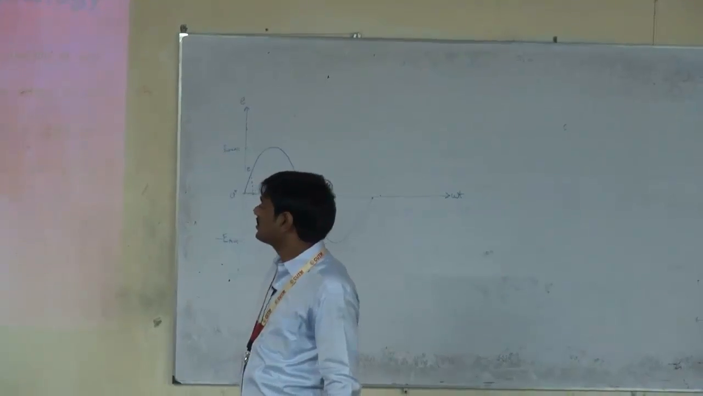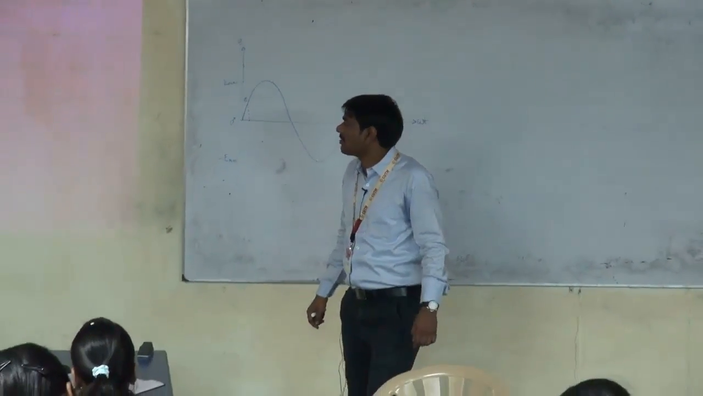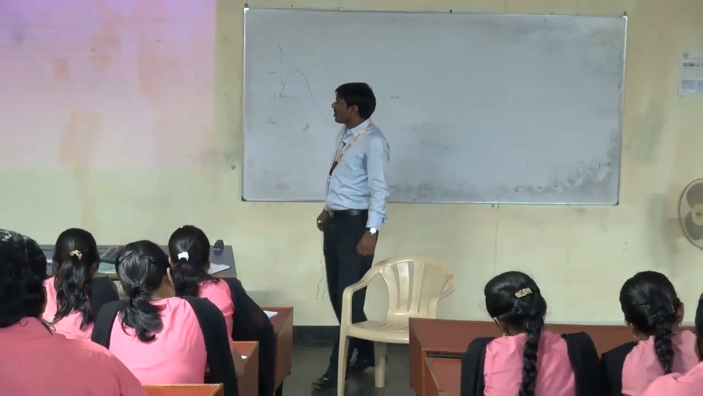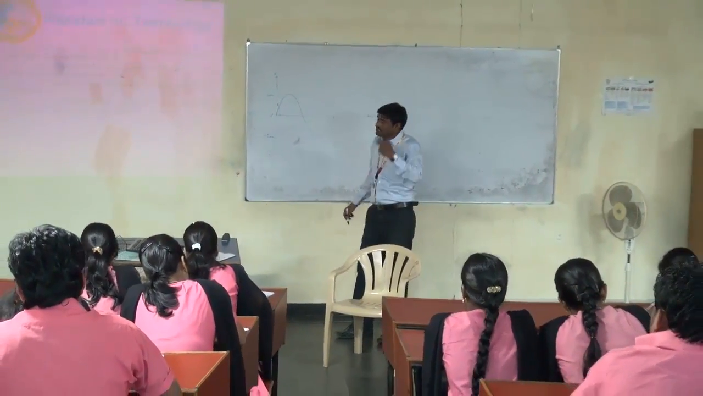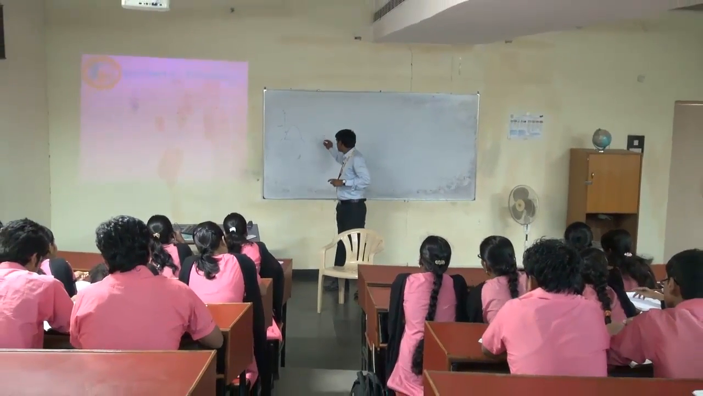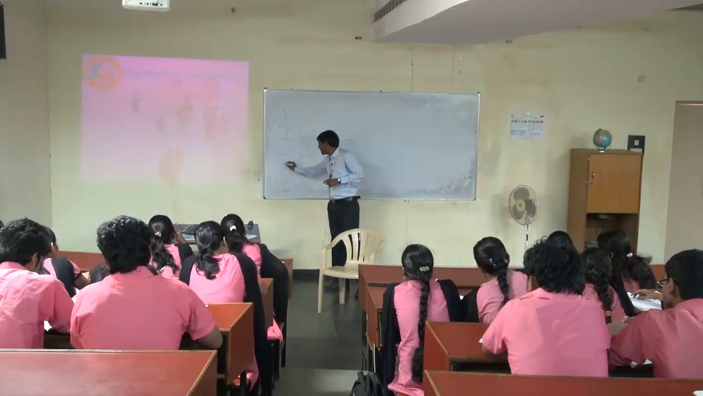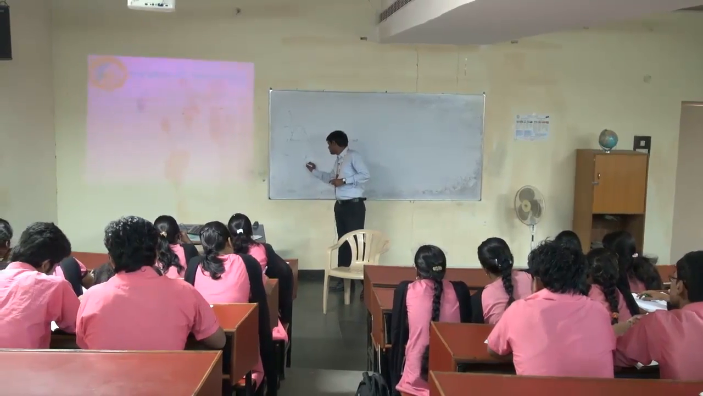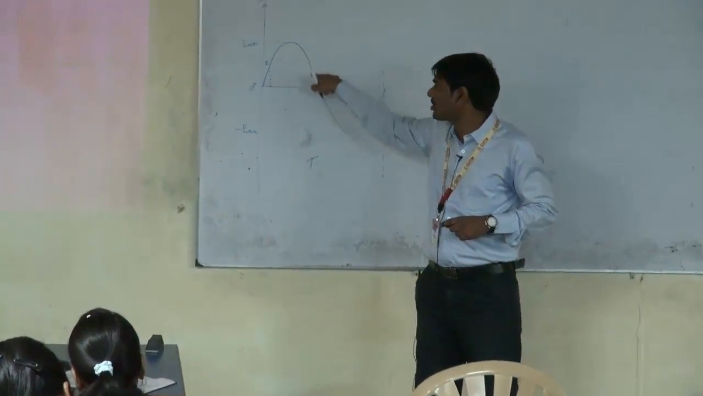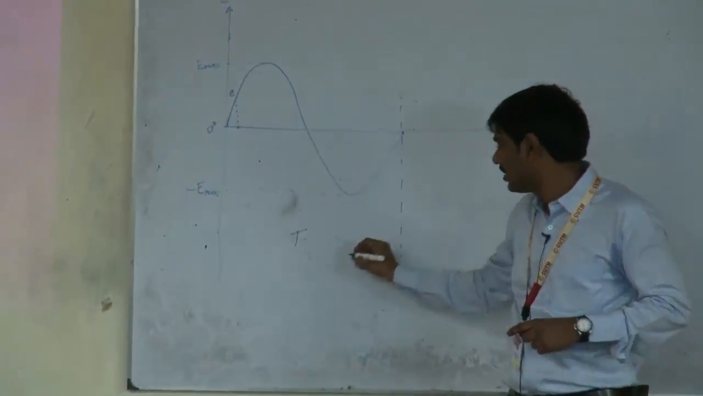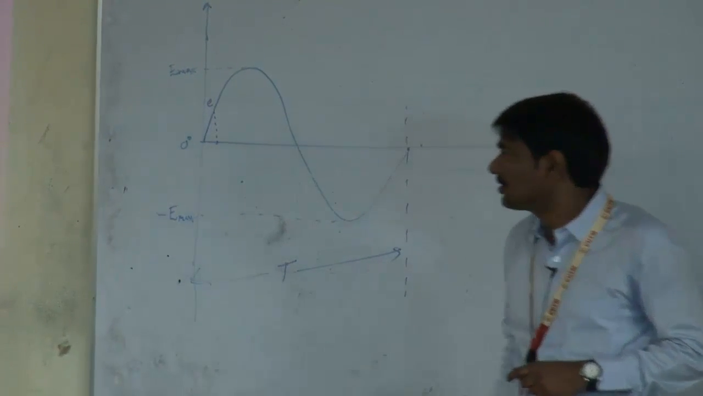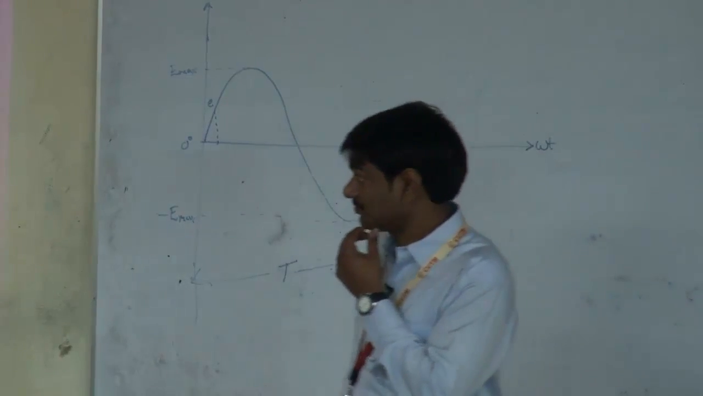The time period. So time period is the time taken by the alternating quantity to complete one cycle. Time period is indicated with capital letter T. So it is the time taken by the alternating quantity to complete one cycle. This is how much time it will take to complete one cycle, that is one positive half cycle and one negative half cycle. So this is time period T, which is indicated with the letter T.